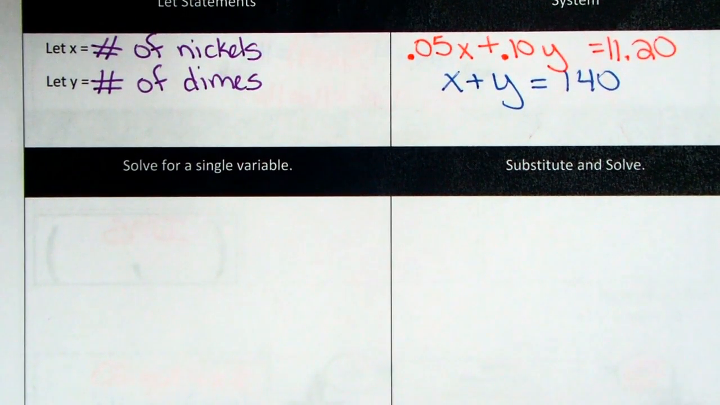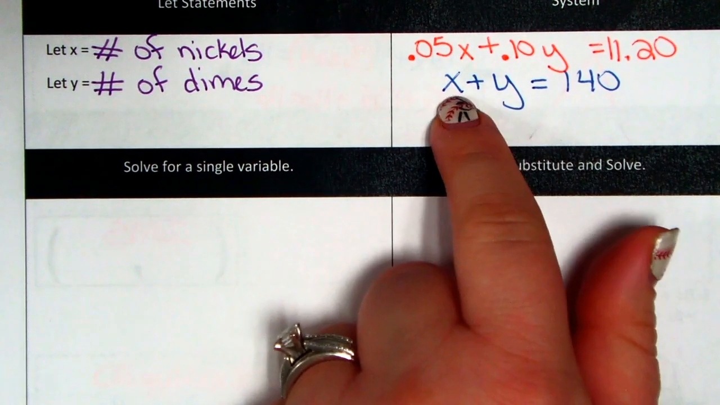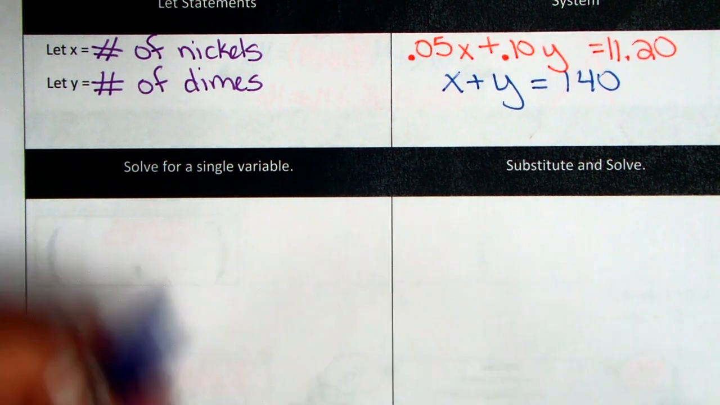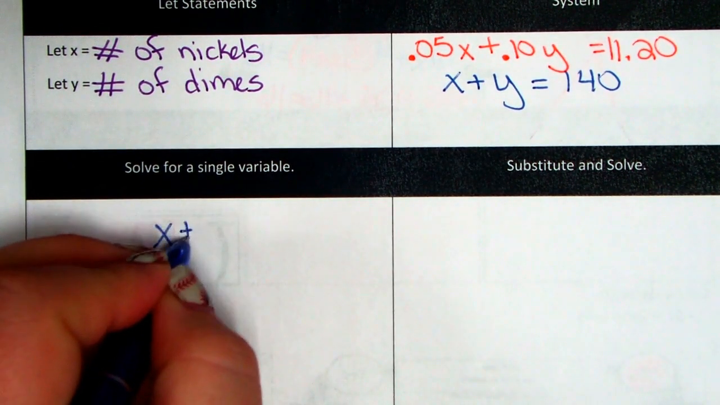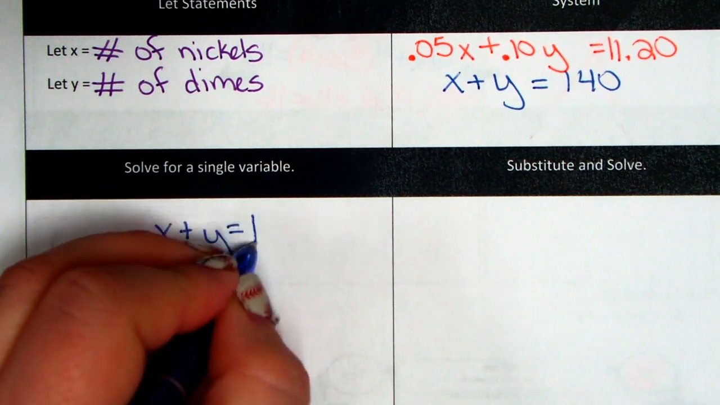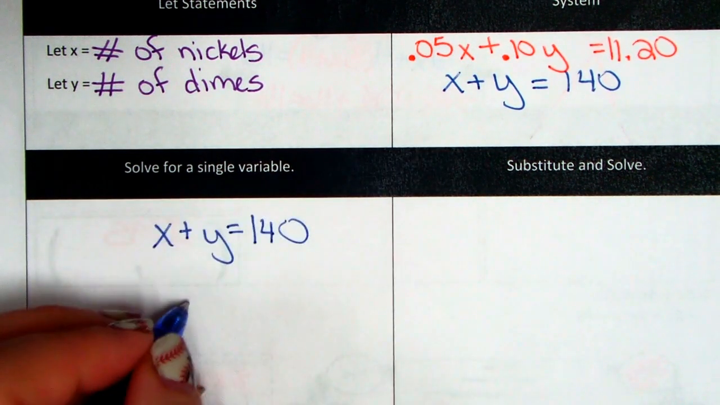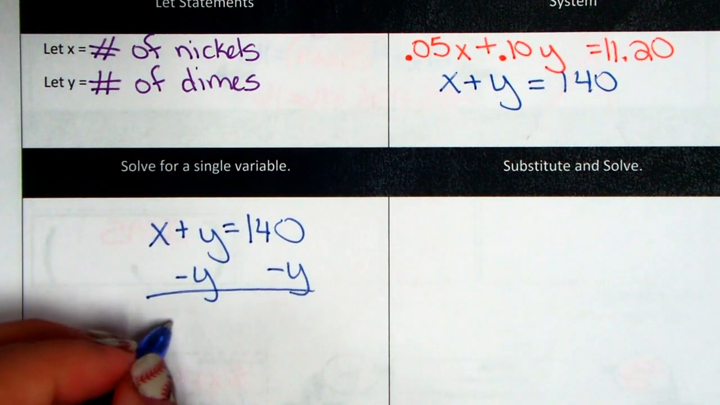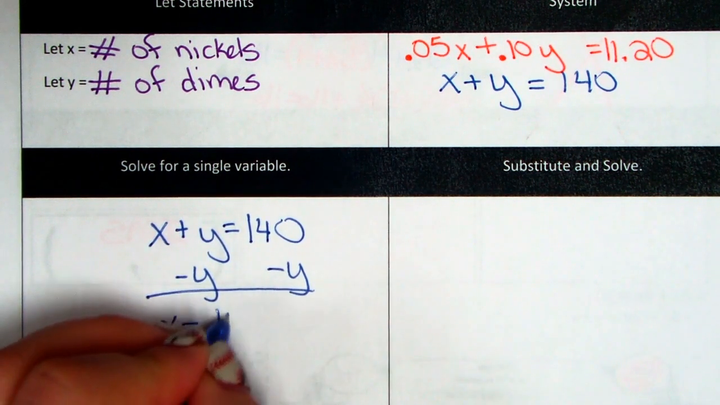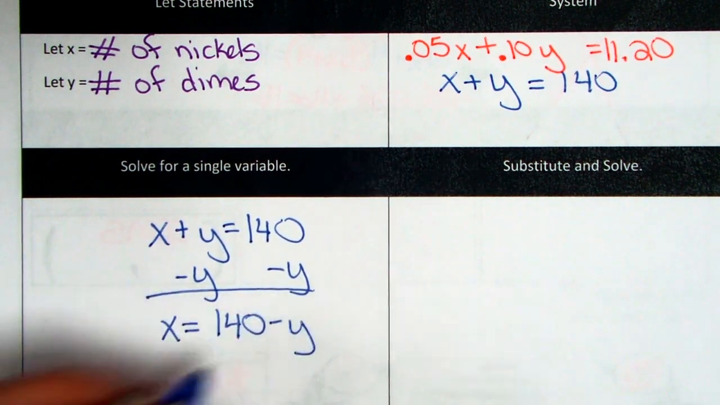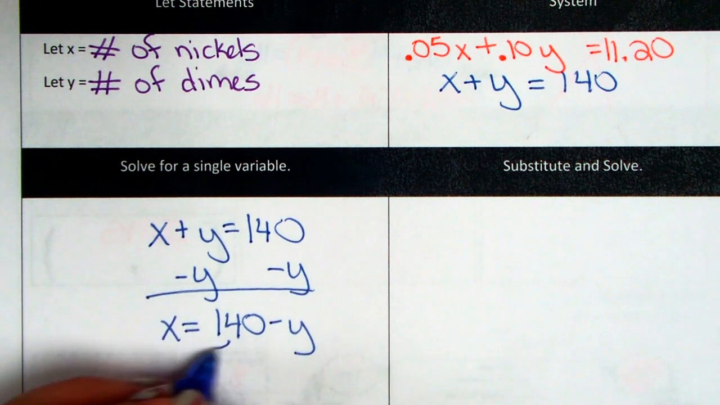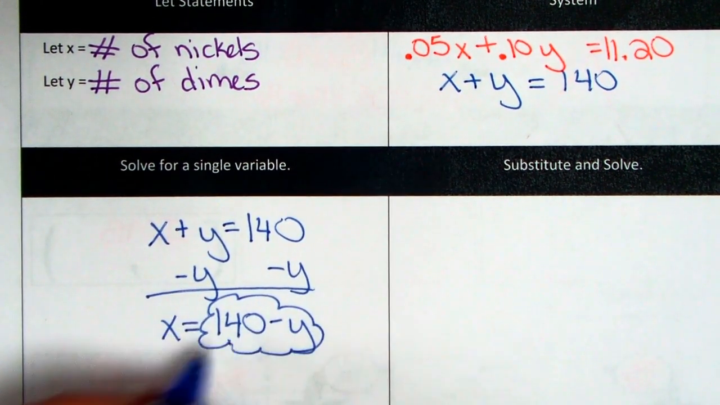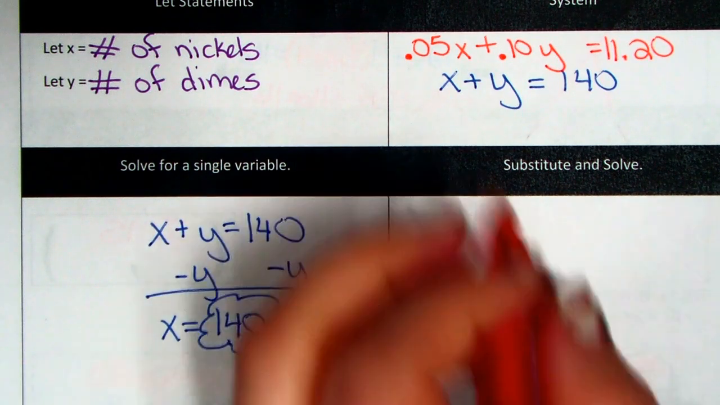Now to solve it with substitution, we would need to isolate a variable. So that would mean in this second equation, I would choose to get either X or Y by itself. It doesn't really matter. I'll choose to get X by itself. So we'll subtract Y from both sides, which gives me X equals 140 minus Y. That expression is what I'm going to take and plug in to the other equation.